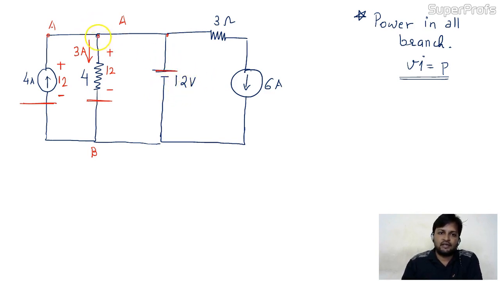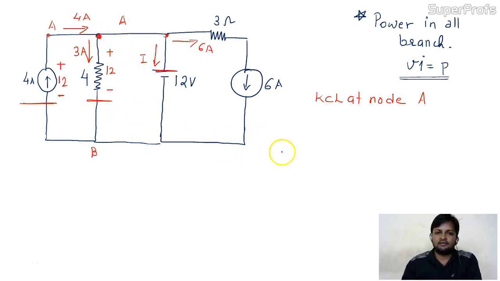See, at this node A, what is the KCL? KCL at node A. 4 ampere current is coming here. 6 ampere current is going in this branch. This point is the same as this point. I need the current in this. So apply the KCL here.